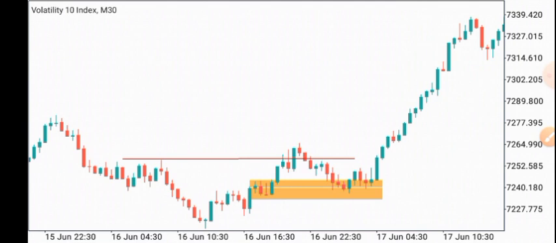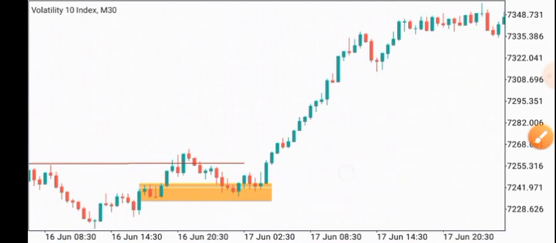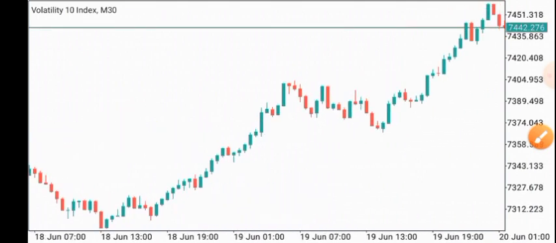Now you can see what happened. Price, we had a break of structure here. Price came back here. This was the last opposite candle before the break of structure. Price came back and then zoomed off. If you had entered this trade, look at it. You'd still be buying. You'd still be buying up till now.